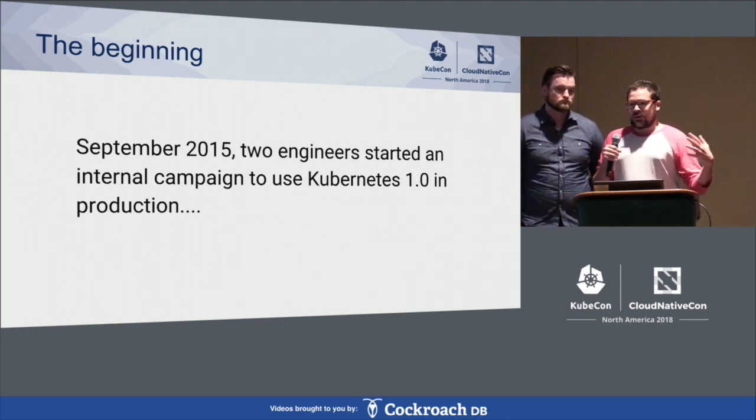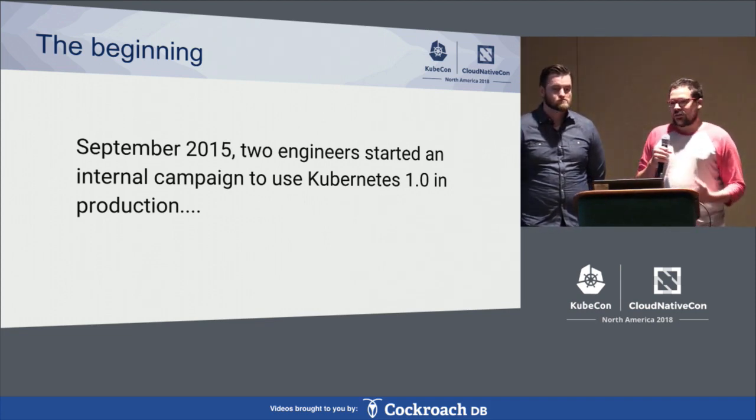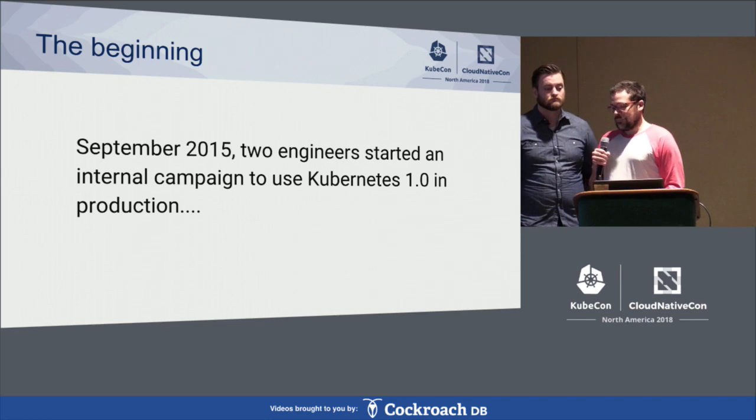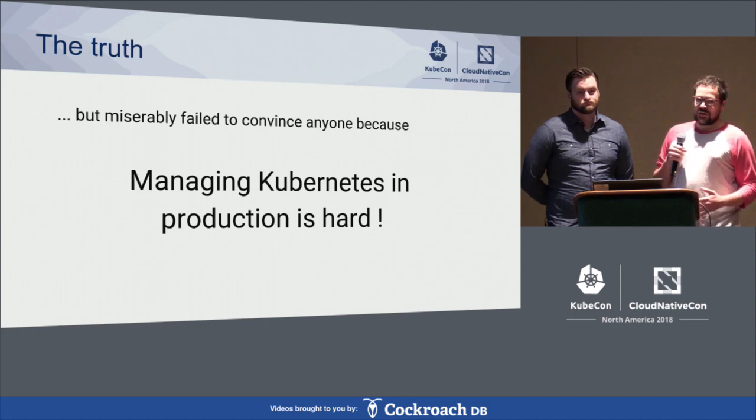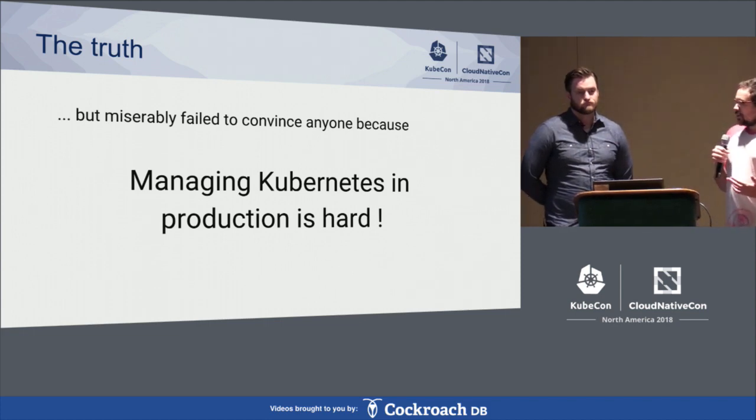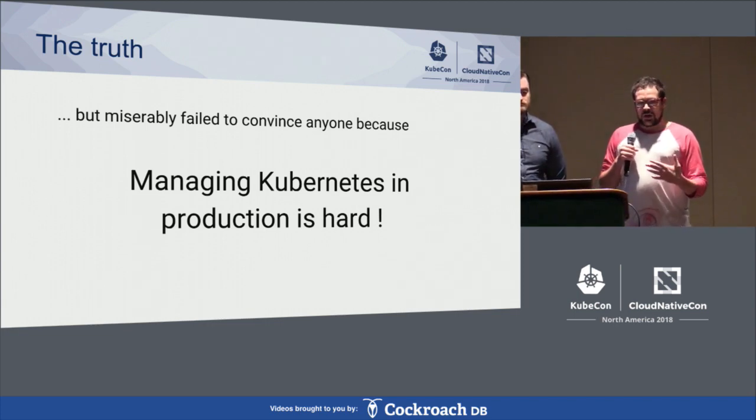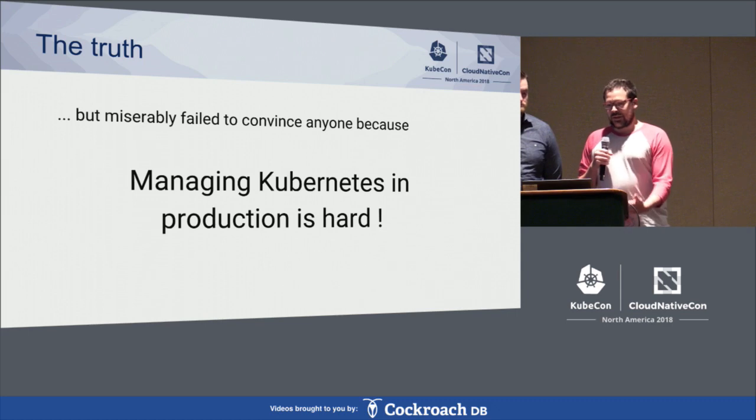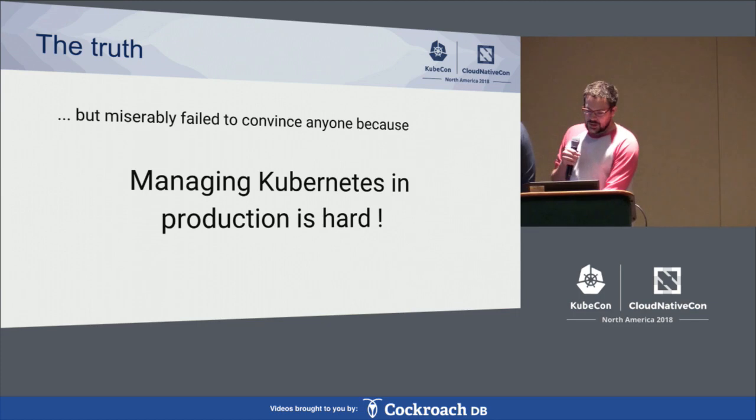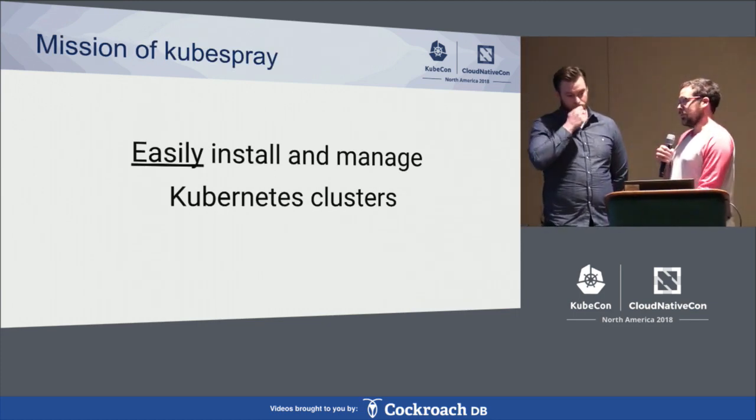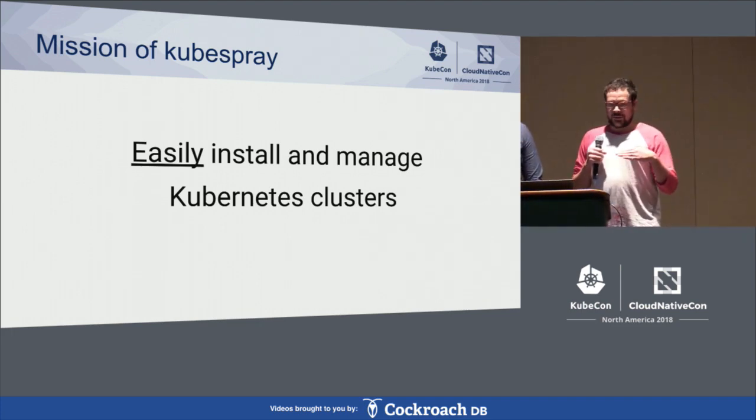We were strong believers that Kubernetes is the future in a large organization. And we started a small campaign to convince everyone we need to run that in production. But to be honest, we failed to convince anyone. We talked to product, we talked to DevOps, because the main answer was okay, that's nice until you have a cluster, but how do we get there? It's too hard to maintain, it's too hard to manage. So we didn't stop there, and this is how we decided to create Kubespray, to make it easy to install and manage clusters. So that was the starting point.